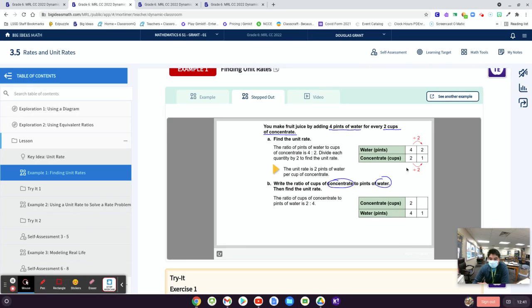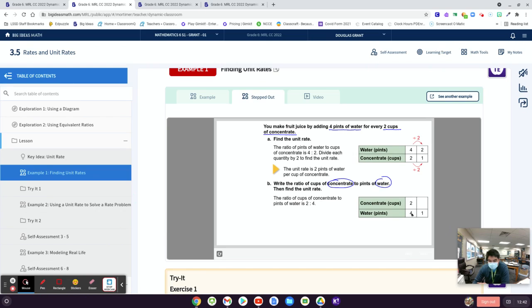Now for this one, we're going to swap these two. We're going to write the ratio of cups of concentrate to pints of water. So the ratio of cups of concentrate to pints of water is now 2:4. Now, what's going to be the unit rate for cups of concentrate per 1 pint of water?